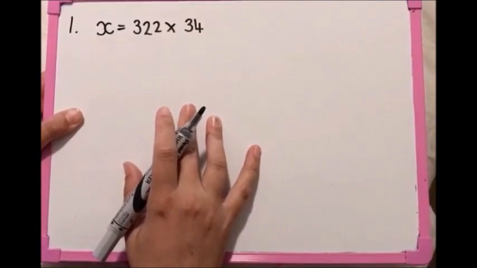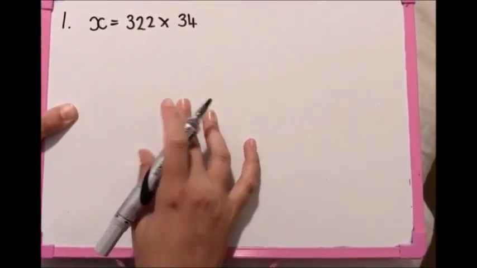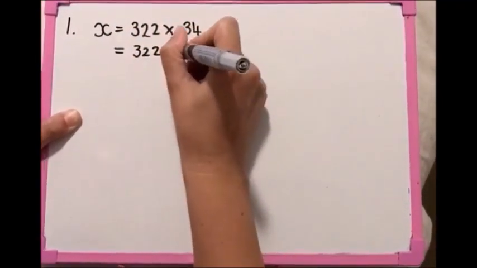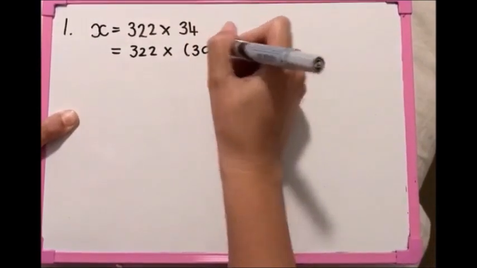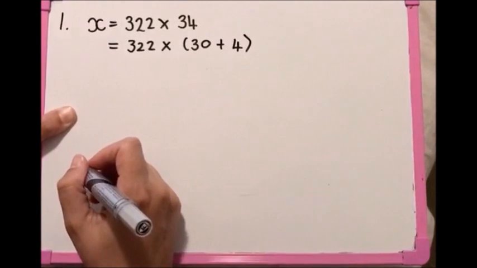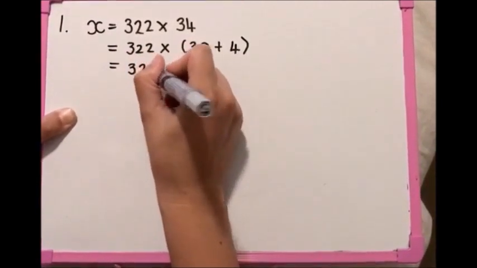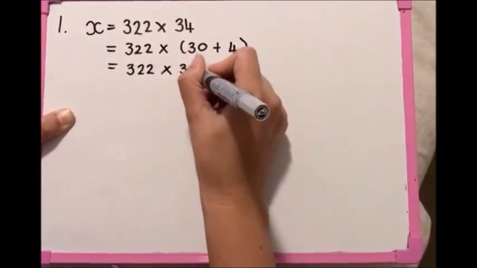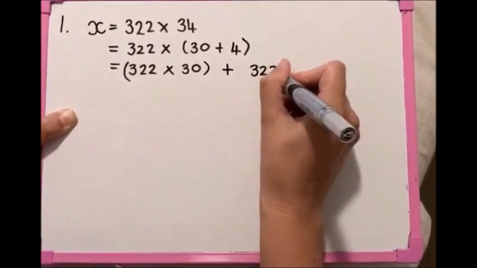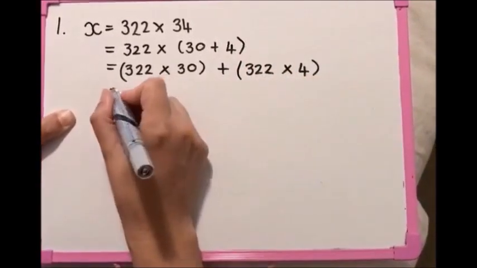We are using 322 times 34. When using method 1, we need to break up the 34 into 30 and 4, into the tenths and the units. We then write 322 times 30 and 322 times 4, thus proving that we broke up the 34 in 30 and 4.